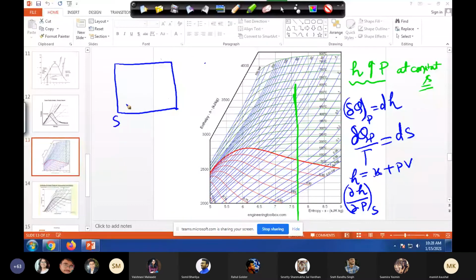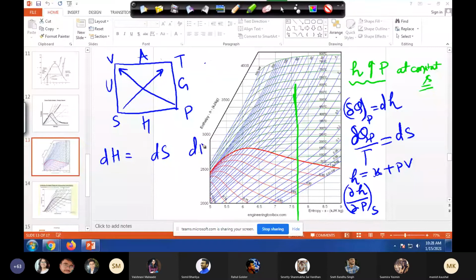Let me see. S to T, P to V, and H, G, A, U. So I can express it in terms of S and P, right? So dH is TdS plus VdP. I'll tell you what I'm doing later on. Let me first figure out. From S it is going, and from P also it is going. So that's fine, TdS plus VdP.